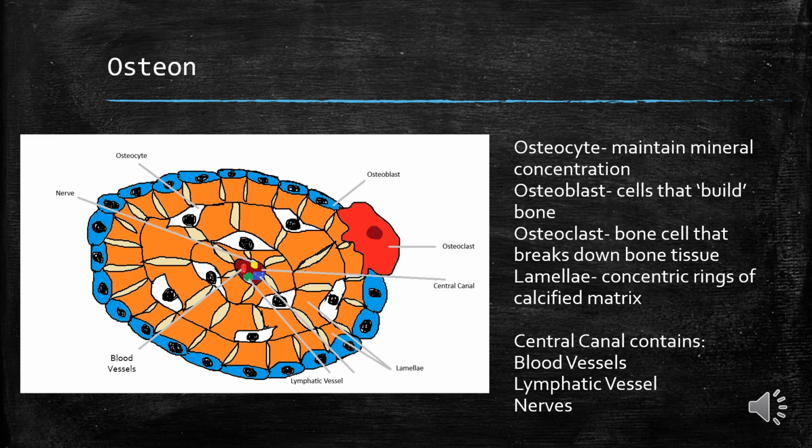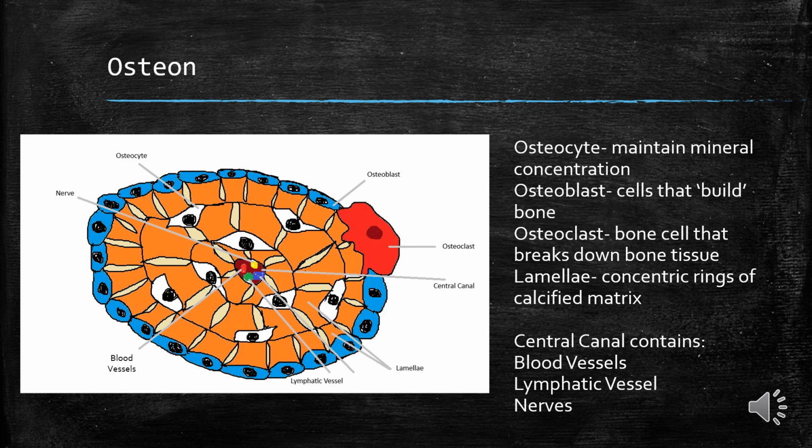Now we're going to look at osteons. An osteon is a structural unit of compact bone. It is sometimes also called a Haversian system. It is the functional part of compact bone and provides strength and support structure to compact bone. Each osteon is composed of concentric rings of calcified matrix called lamellae or lamellar layers. In an osteon, there are osteocytes, which maintain mineral concentration, osteoblasts, which are cells that build bone, osteoclasts, which are bone cells that break down bone tissue, and lamellae, which are concentric rings of calcified matrix.